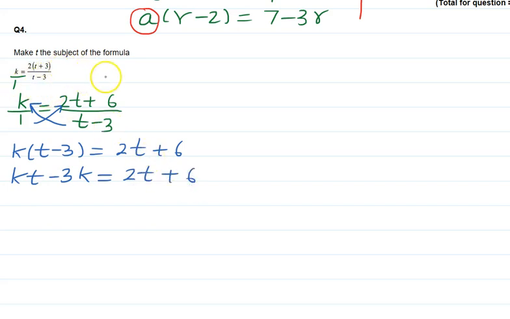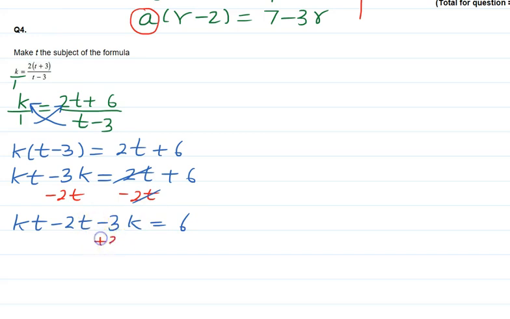What do you need to make the subject? You need to make t the subject. So collect all t terms on one side here. So I'm doing minus 2t here and minus 2t here. Once you do minus 2t, this will be cancelled out and it is kt minus 2t minus 3k equal to 6. Now here is minus 3k, so let's do plus 3k both sides. If you do plus 3k, this is cancelled out. So we are left with kt minus 2t equal to 6 plus 3k.